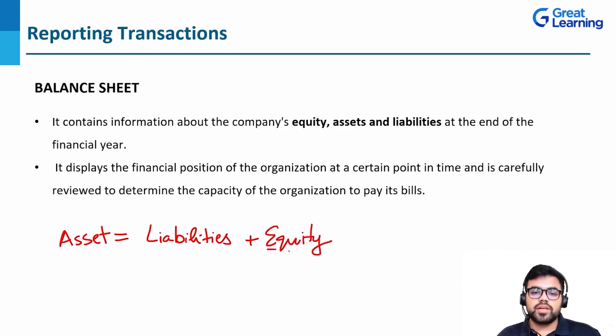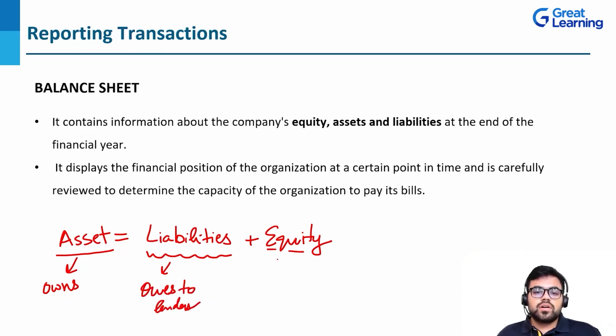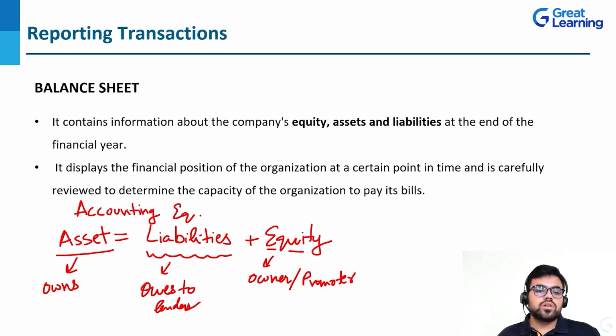Now, what does this mean? So this means that the assets that the company owns is equal to the liabilities, or what the company owes to its lenders, plus the equity of the owner or the promoter of the company. Okay, so this is called an accounting equation. So this is a really important point to be noted, that asset equals liabilities plus equity.